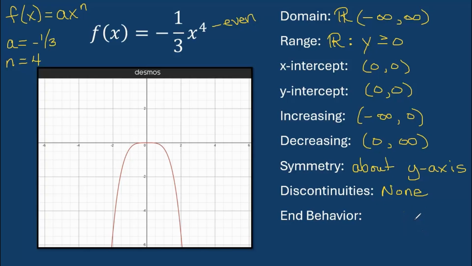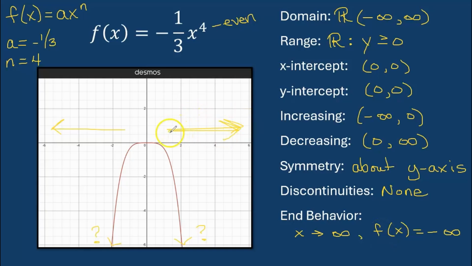So finally, let's talk about end behavior. End behavior is as x approaches positive infinity and x approaches negative infinity. We're going to talk about what the ends do down here. So as x approaches positive infinity, the function in terms of x approaches negative infinity. Let's look at that and see if that's true.